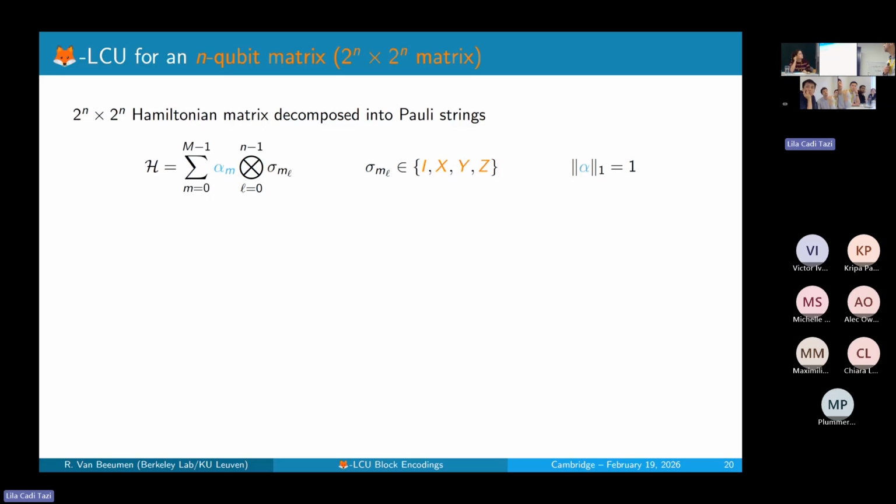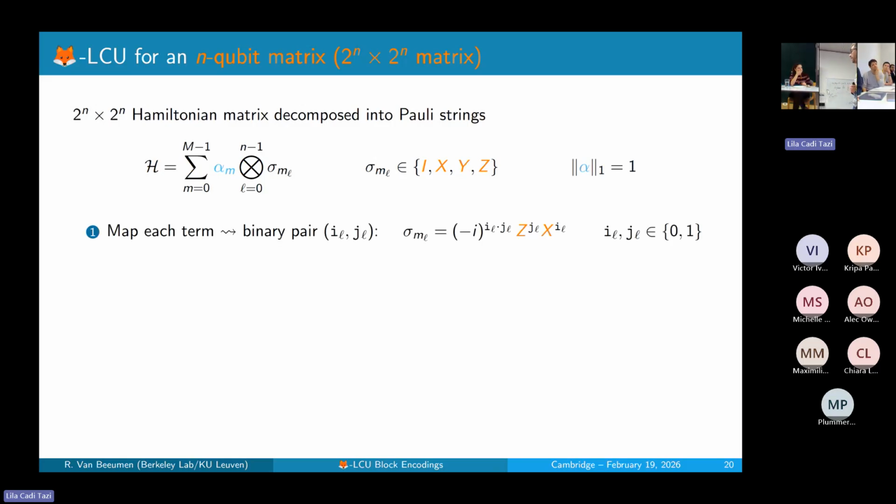So we have a 2^n times 2^n matrix, and we assume that it's decomposed in Pauli strings. So we can write it as follows. We make the assumption that the one norm of A is equal to 1, otherwise we do a rescaling. What we're now going to do is map each of these Pauli terms to a binary pair. And that's what I said before. We will have now Z to a power j and X to a power i, and depending on the binary value, we select whether we have an I, an X, a Y, or a Z term.